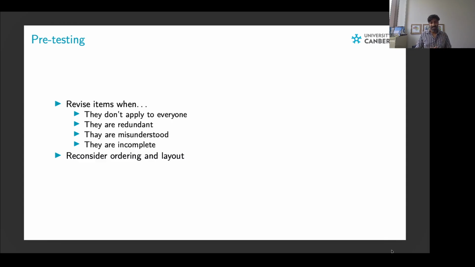If the item is redundant, so what I mean is if it's already being measured in multiple other ways across the survey, is it necessary to include? You can revise a question if it's likely to be misunderstood, or if it's incomplete. Overall, you want to reconsider the ordering and layout of the survey through this process of pre-testing.